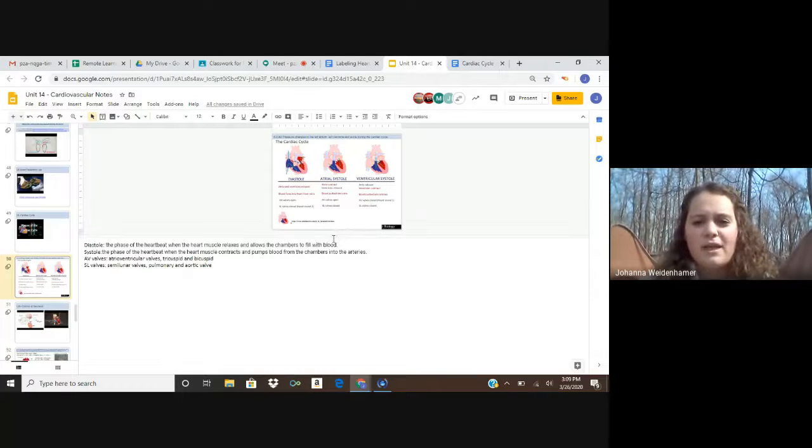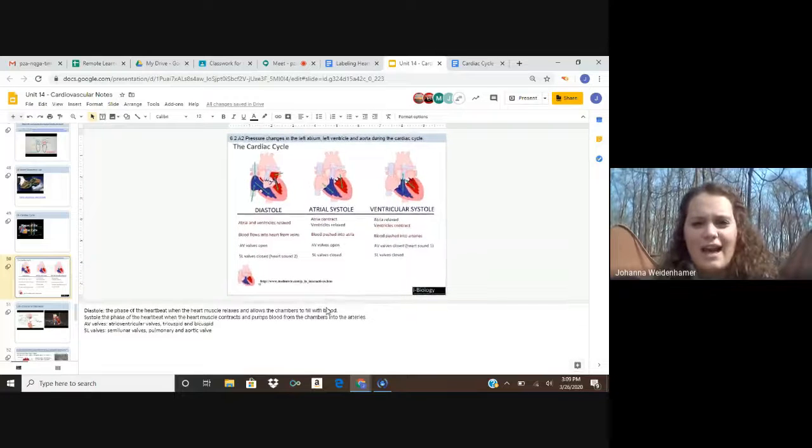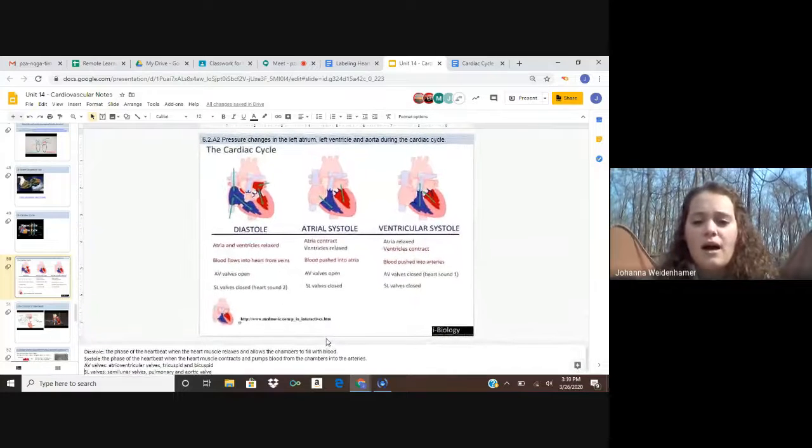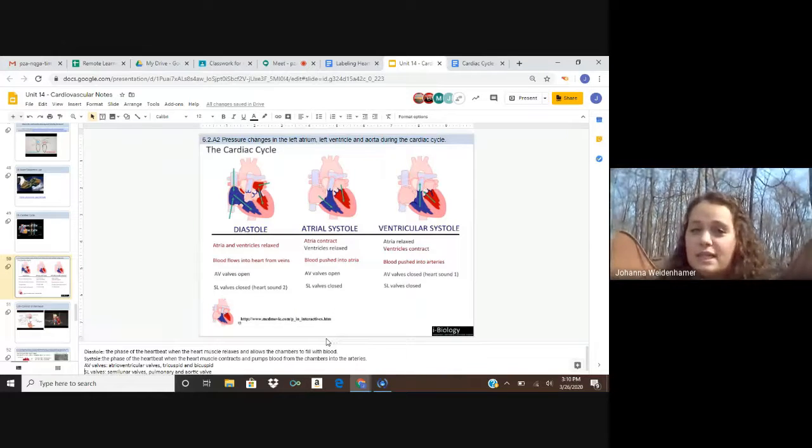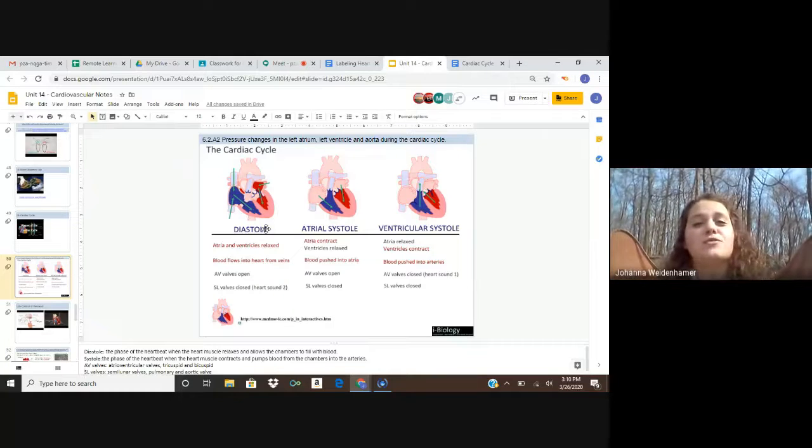Now that we have some of that vocabulary down, let's take a look at the different sequences of events of the cardiac cycle. We're first going to take a look at diastole. And remember, diastole is when the heart is relaxing. So let's take a look, and as I go through, you can write it down in your notes slide.